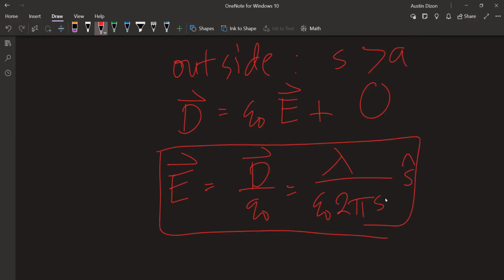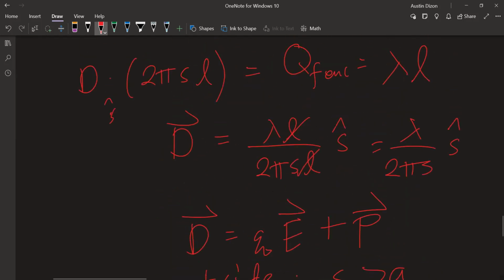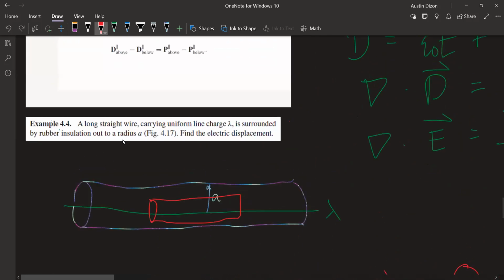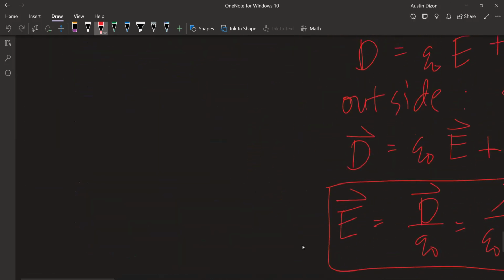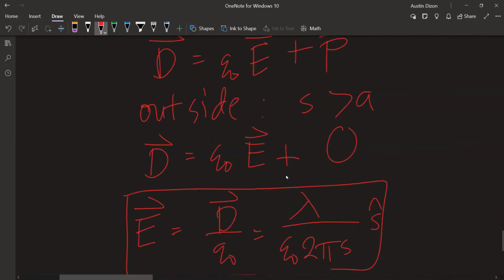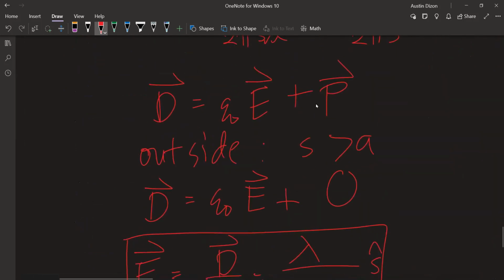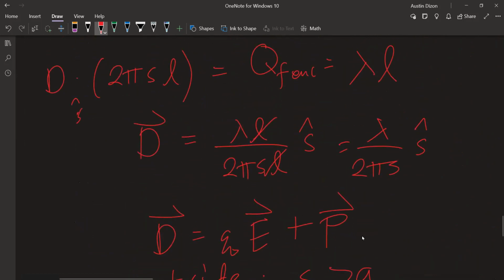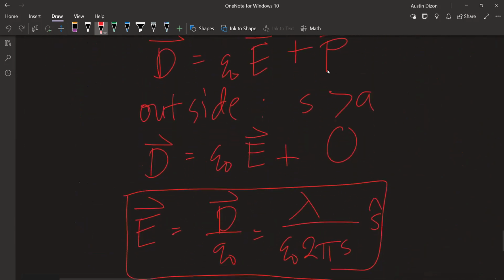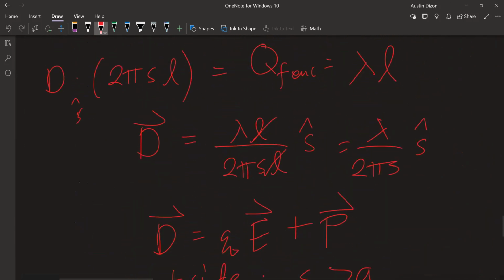However, inside, can we get the field inside? No, we can't get the field inside kasi P was not specified. Hindi natin ma-solve yun. Kailangan meron kang P para makuha yung E.